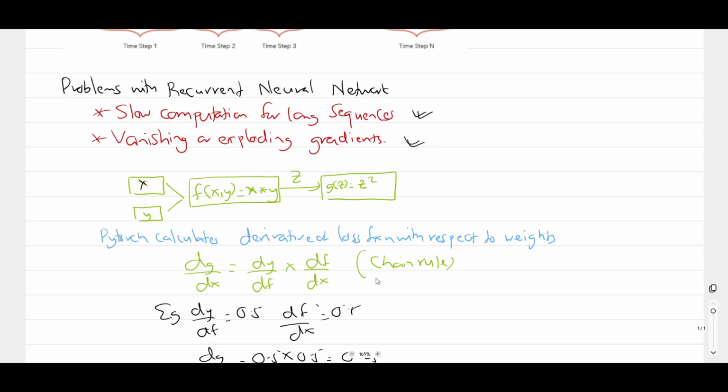To find the effect of a weight in an early time step on the final error, the network has to multiply many small derivative values together using the chain rule. For example, if you see here, dg by dx equals dg by dy into dy by df, and maybe we can have one more term, into df by dz, or sorry, df by dx.